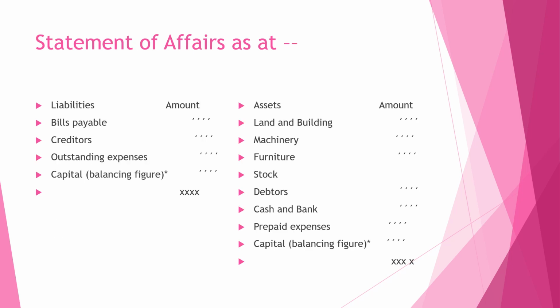Next, this is the small format of statement of affairs. Here on the liability side: bills payable, creditors, expenses, capital, which is the balancing figure. And on the asset side: land, building, machinery, furniture, stock, debtors, cash and bank, prepaid expenses, and here is the negative capital balance. This is the balancing figure.